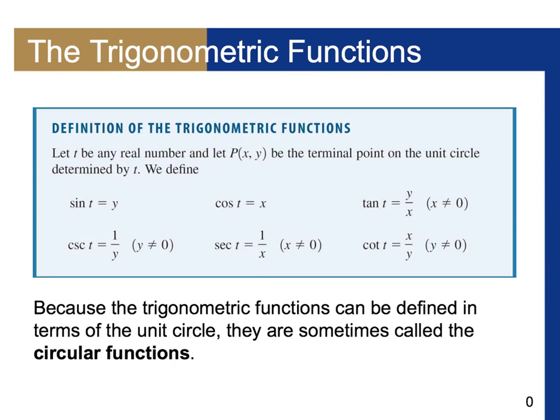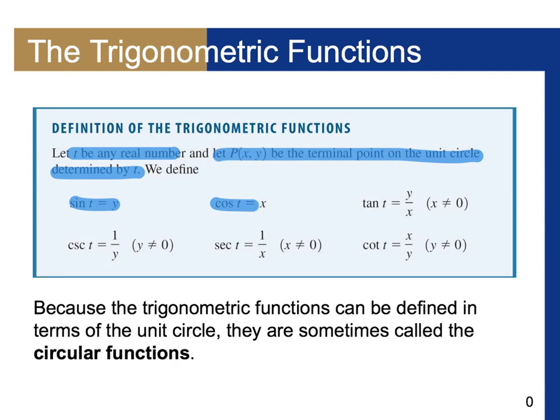So t is any real number, and P is the terminal point on the unit circle determined by t, which we determined in section 5.1. And for now, we're just going to say sine of t is y and cosine of t is x. We call these circular functions. So let's do that for now, and then I'll come back and we'll define the other ones later.